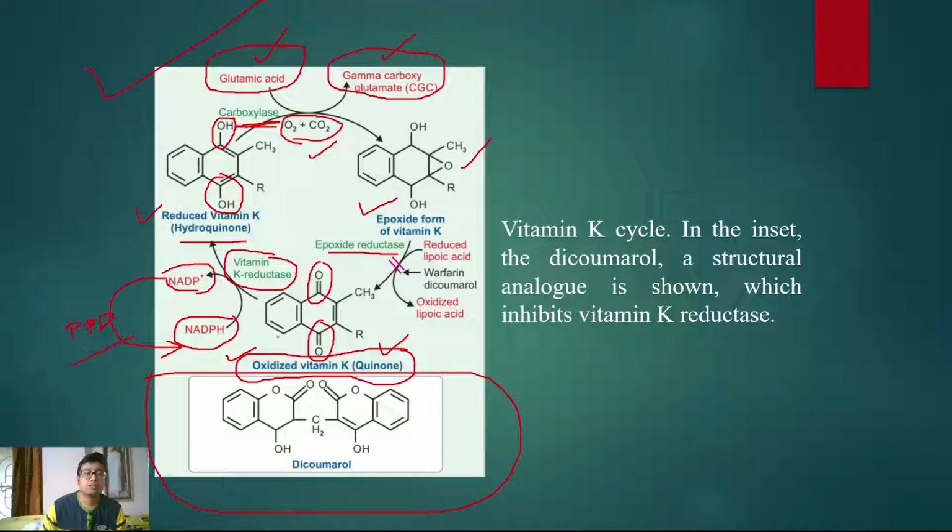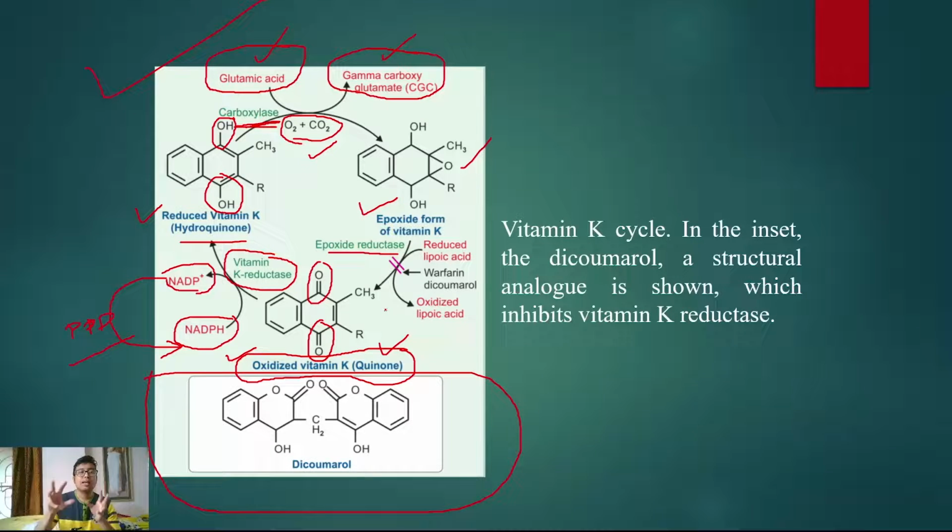Forget that. So once the quinone form is converted to the hydroquinone form, it undergoes conversion to the epoxide form. How? With the help of a carboxylase enzyme. The carboxylase enzyme carboxylates glutamic acid to gamma carboxyglutamate of the clotting factors, and during that, the reduced form is converted to the epoxide form. Now, how will we complete the cycle? The epoxide form is acted upon by epoxide reductase and it is again converted to the oxidized form.